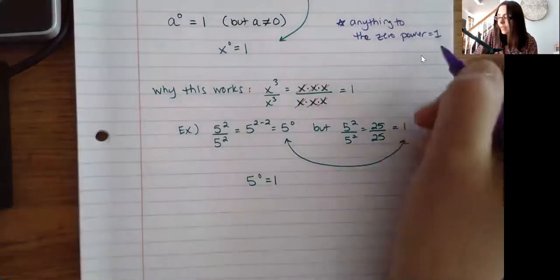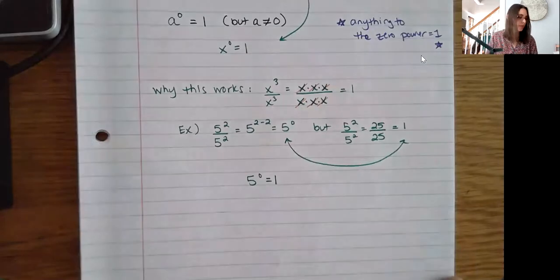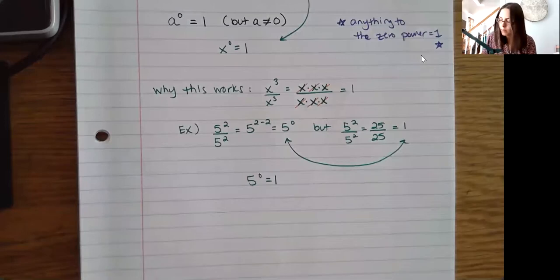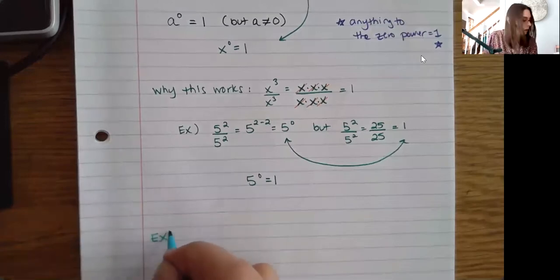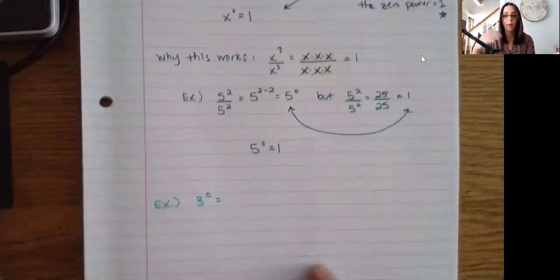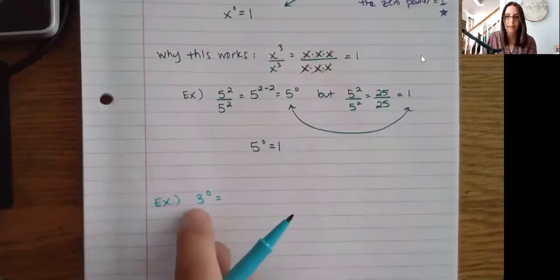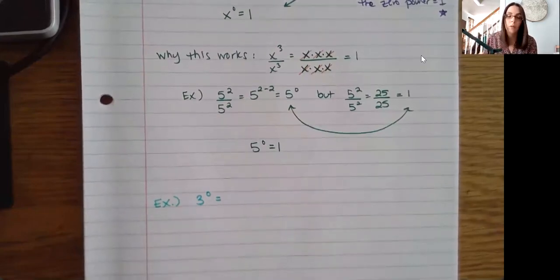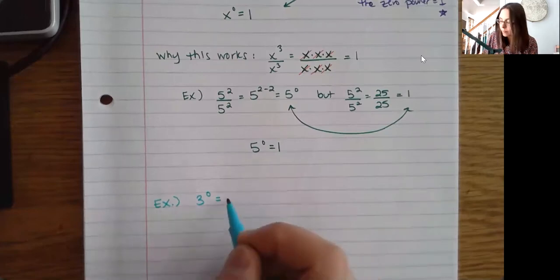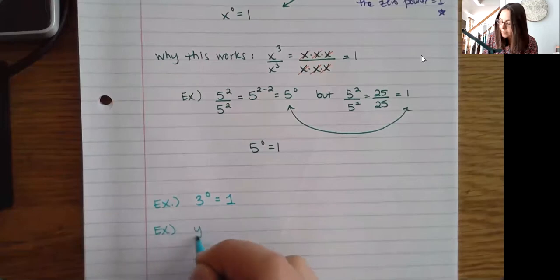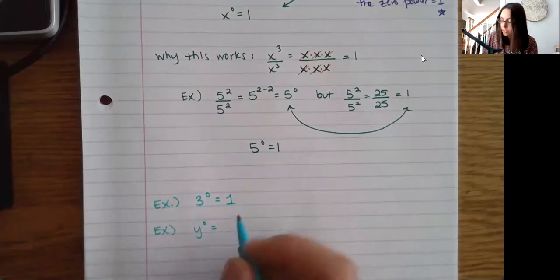Now you still have to be a little bit careful in more complicated examples. So let's do a couple different examples here so you can kind of see. And do some examples in blue. So let's say I have 3 to the 0, right? So it's just a number to the 0 power. Again, the only thing is that number can't be 0. It gets a little bit weird if you have 0 to the 0 power. So 3 to the 0 power is just 1. Or y to the 0 power is just 1.